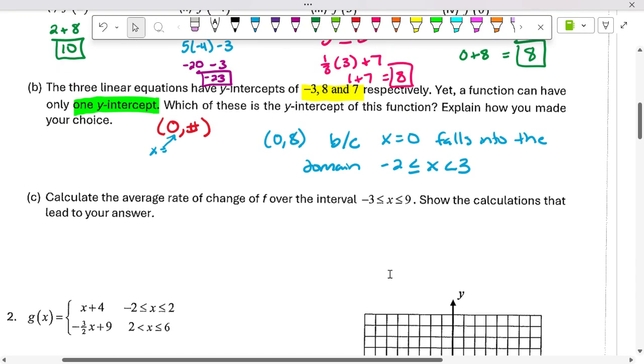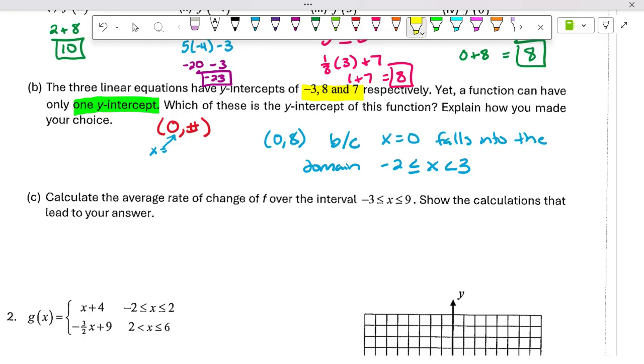Now, last problem. We're going to calculate the average rate of change of f over the interval -3, 9. Now, when you hear the word rate or phrase rate of change, what do you think? Slope. All right. So remember, we did a lot of this at the beginning of the semester. So remember, slope, we're using this formula.